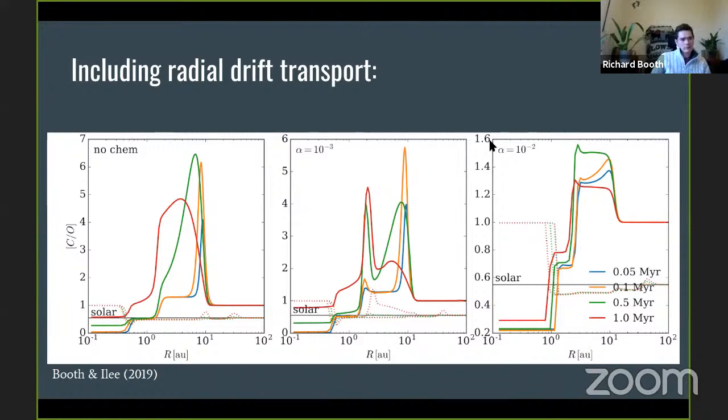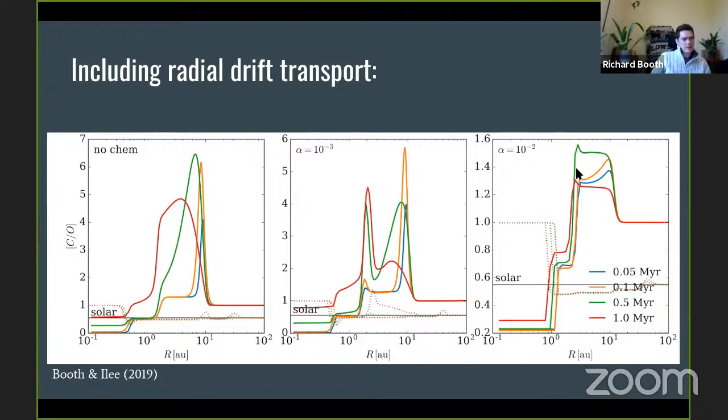And then the right panel is the same kind of thing, but now with a model with an alpha of 10 to the minus 2. And this model now looks much more like the model that didn't have any radial drift, right? The grains are small, and you don't get very strong enhancements of the carbon abundance in the gas phase either. This looks a lot like the model we had on the previous panel with chemical reactions and strong transport.